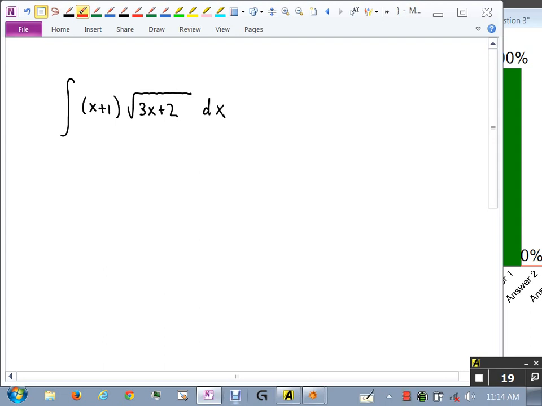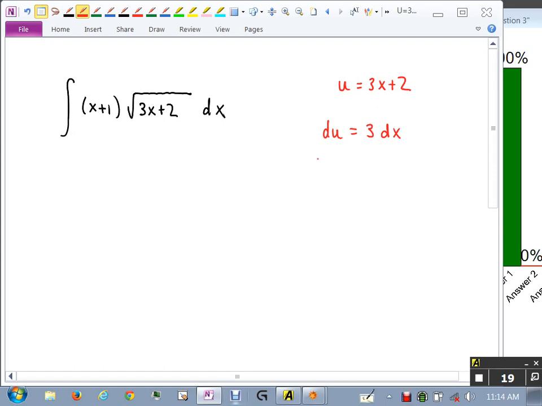Try something, right? You want to try 3x plus 2? Okay, let's see what happens. All right, what's the derivative of that? 3 dx. Do we have 3 dx in our integrand? We don't have a 3, do we? Not by itself. It's underneath the root, but that's my u.